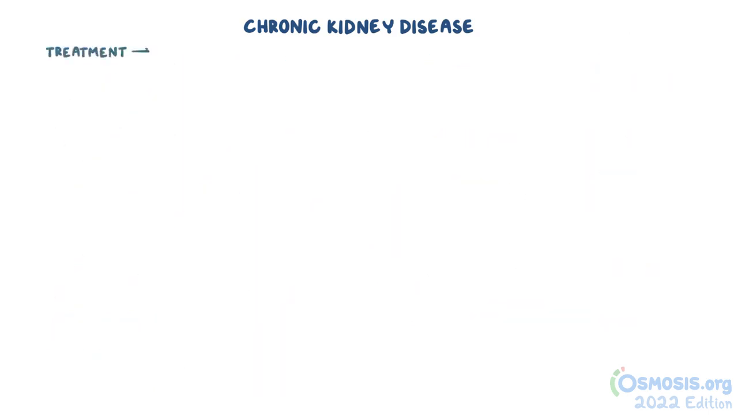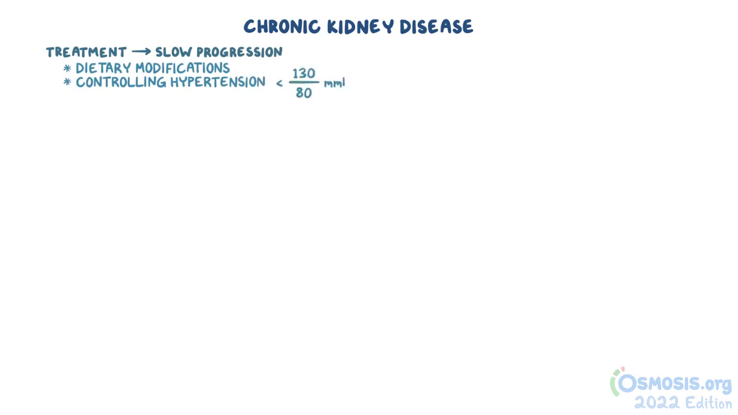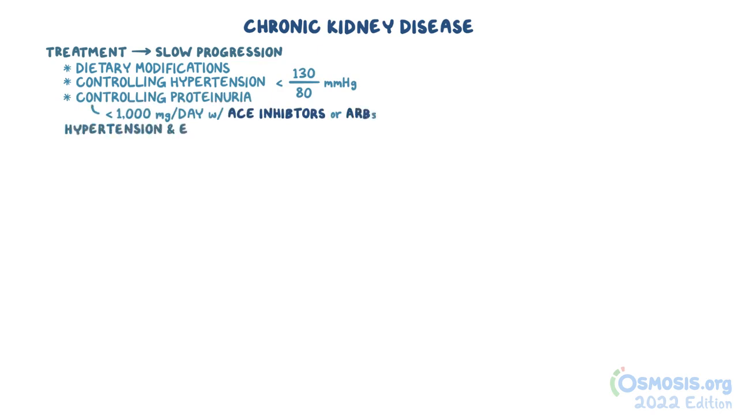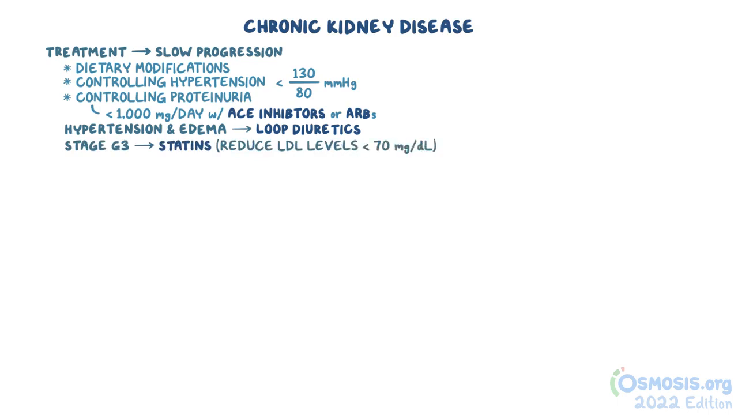The goal of treatment is to slow the progression of disease. This can be done through dietary modifications, controlling hypertension, the goal being less than 130 over 80 millimeters of mercury, and controlling proteinuria to less than 1,000 milligrams per day with ACE inhibitors or ARBs. If there's hypertension and edema, then a loop diuretic is the first choice. Individuals at stage G3 receive statins to reduce LDL levels to below 70 milligrams per deciliter. If there's hypertriglyceridemia, then lifestyle changes are recommended.